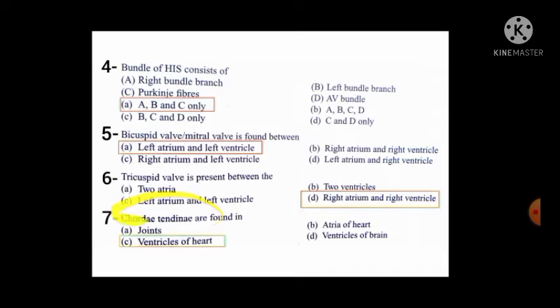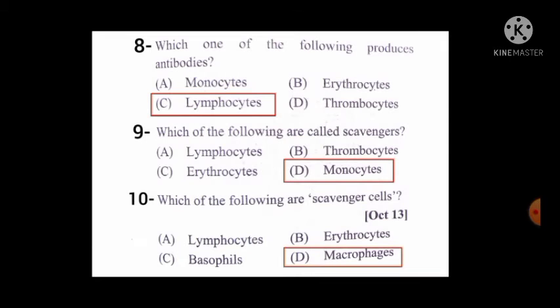Chordae tendineae are found in the ventricles of the heart. Chordae tendineae are connected to the atrioventricular valves, which prevent the backward flow of blood from the ventricle towards the auricle or atrium.